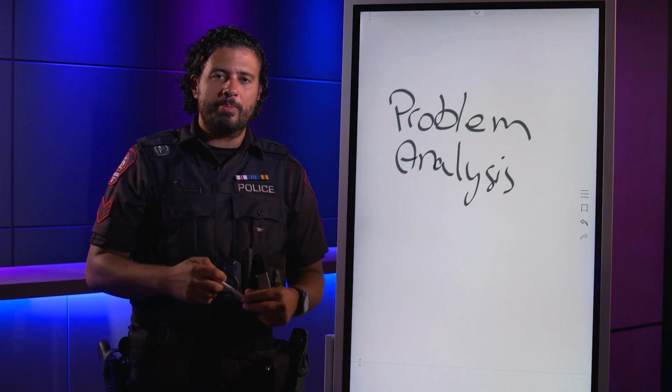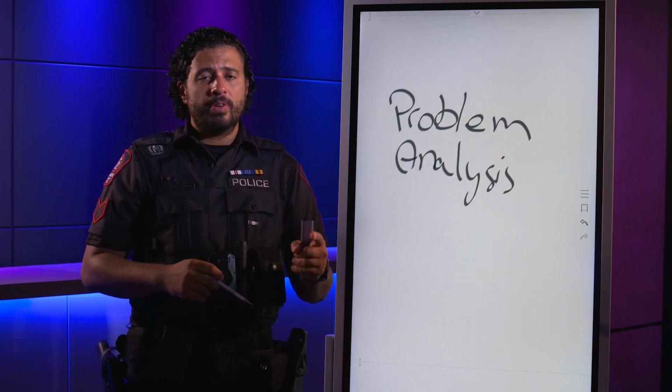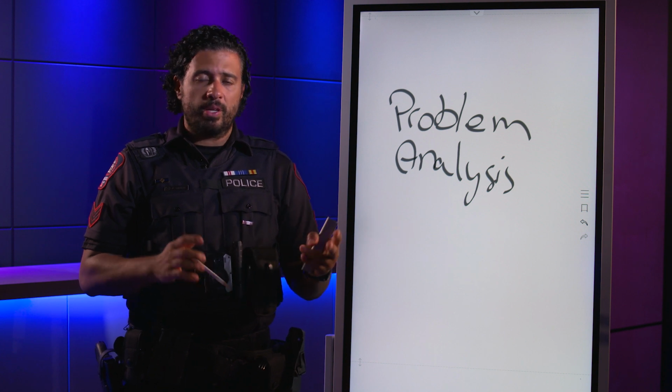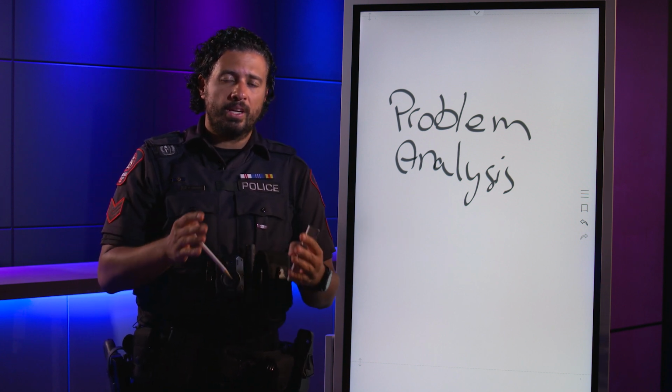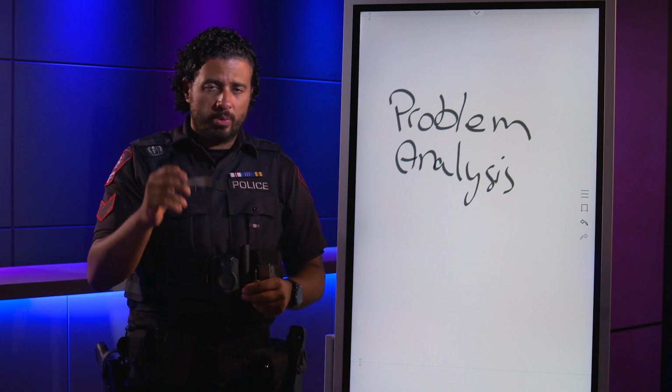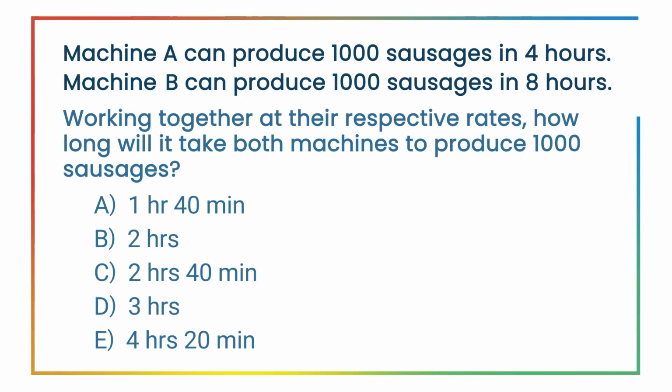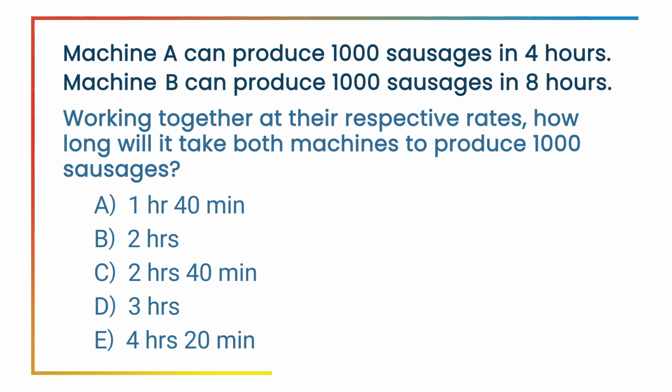Awesome, let's get into problem analysis. Now again, remember problem analysis is math, but it could also be a word problem, a word math problem. So here we go. Machine A can produce 1,000 sausages in 4 hours. Machine B can produce 1,000 sausages in 8 hours. Working together at their respective rates, how long will it take both machines to produce 1,000 sausages?